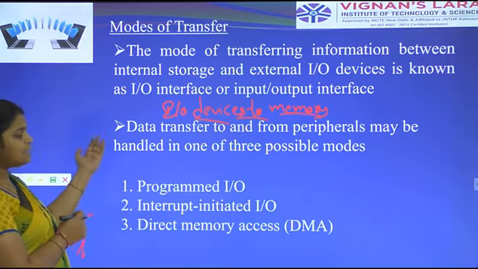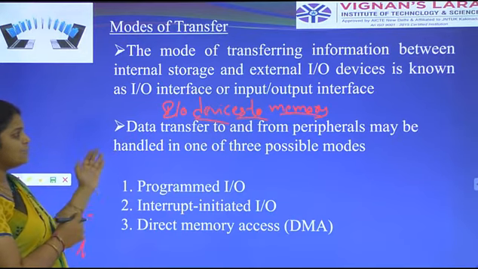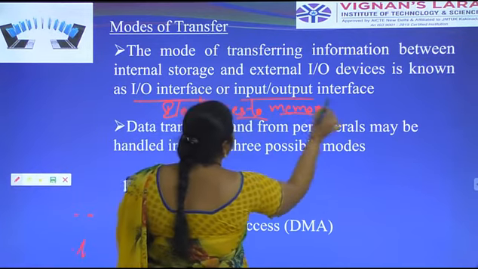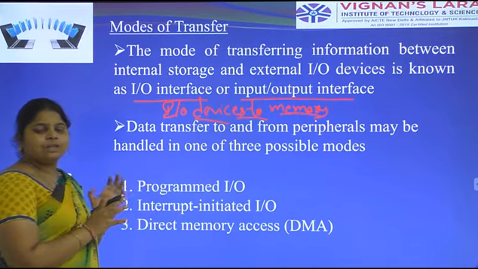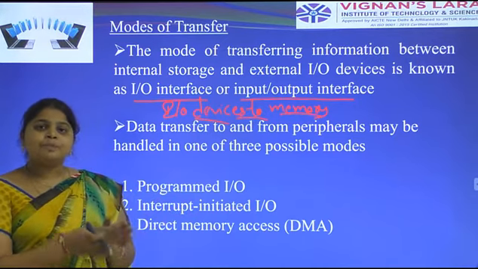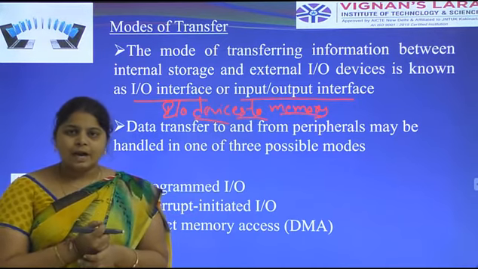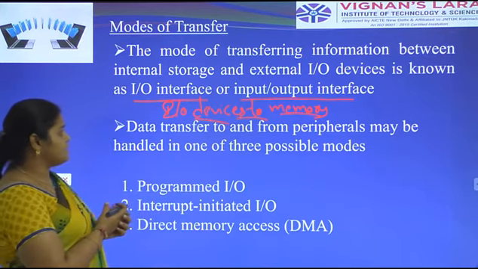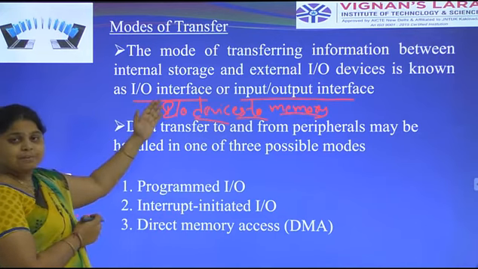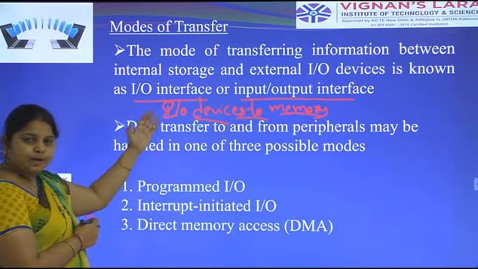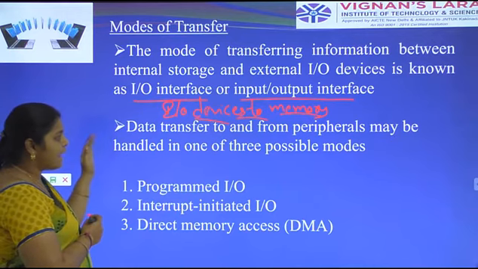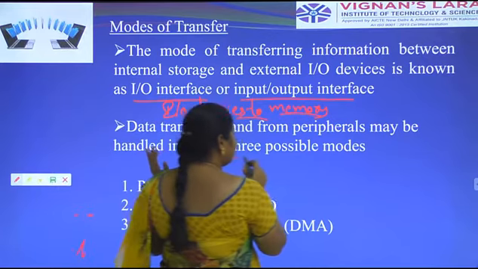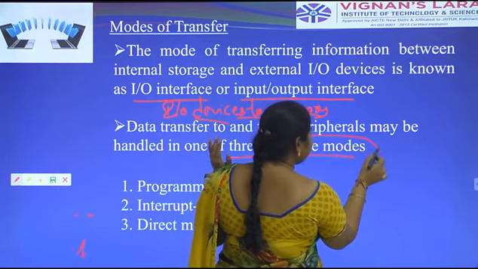The mode of transferring information between the internal storage and external IO devices is known as an IO interface, the input or output interface. Modes of transfer is nothing but data transferred from IO devices to the memory, and also from internal or external devices to the IO interfaces. The interface acts as a mediator between the input and output devices. The data transfer to and from a peripheral may be handled in one of three positions. Here, peripheral means external devices.